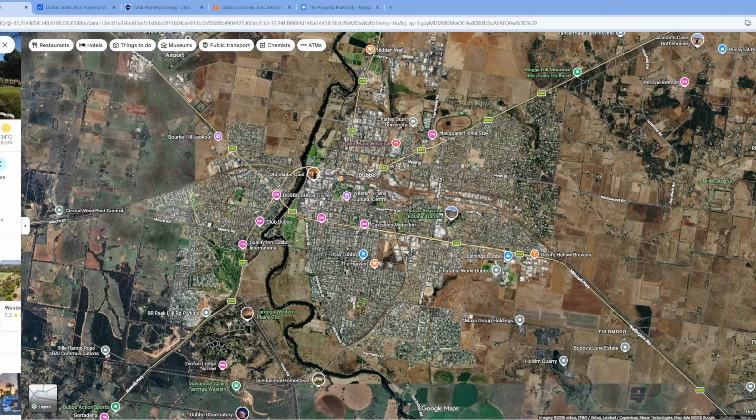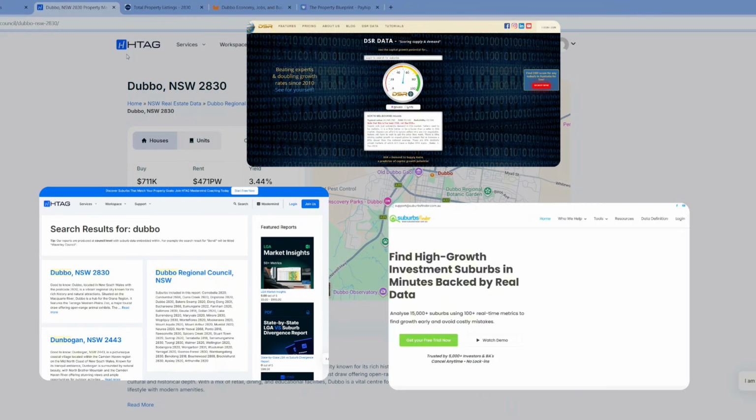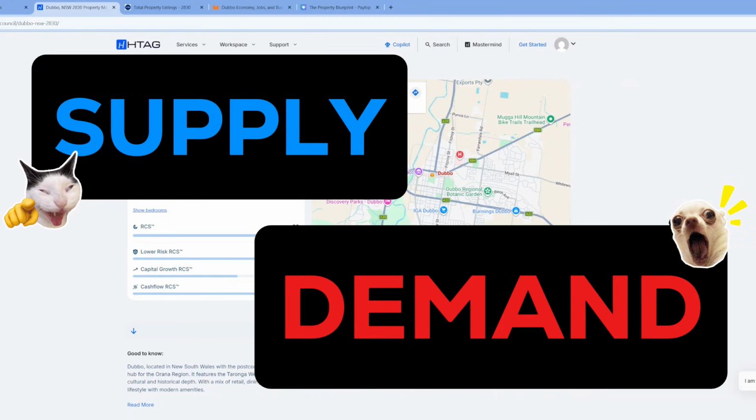Now, for the purpose of the video, I'm going to use this location here in Dubbo to show you how to analyze locations. It's best if you have a data research tool, something like HTag, DSR, or Suburbs Finder. Whichever tool you use, you still want to look at these key metrics to fully understand a location as a first part of the research. And when we start to look at this location, the first thing we want to look for in any of these tools is the supply and demand metrics.